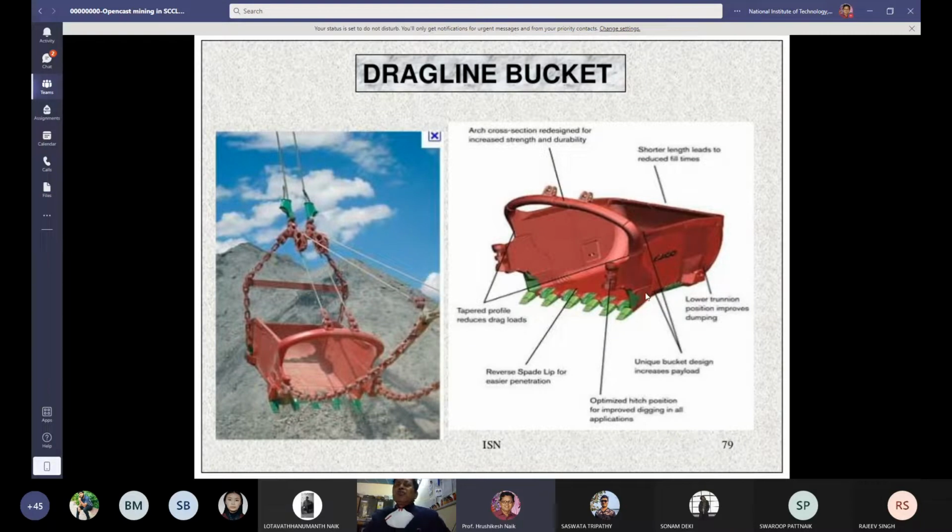So this is the configuration of a dragline bucket. It is operated by drag ropes. Ropes are there and chains are there. Okay, so this is the dragline bucket.